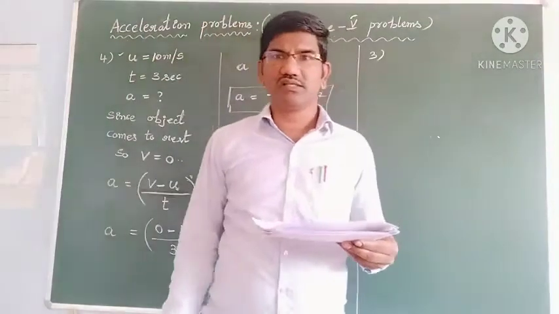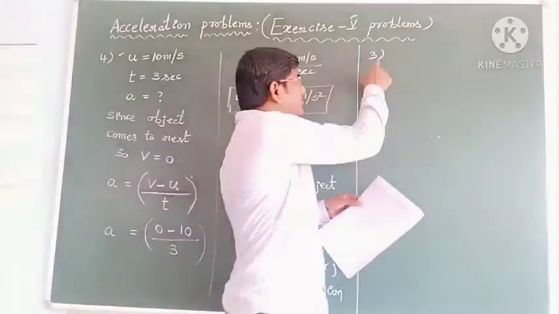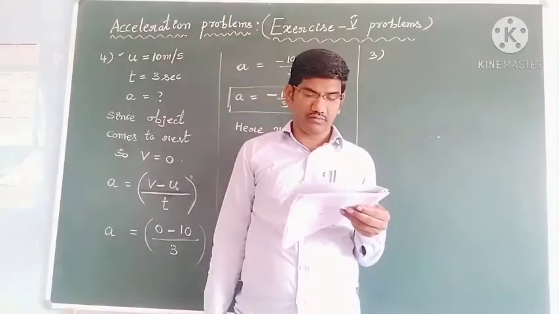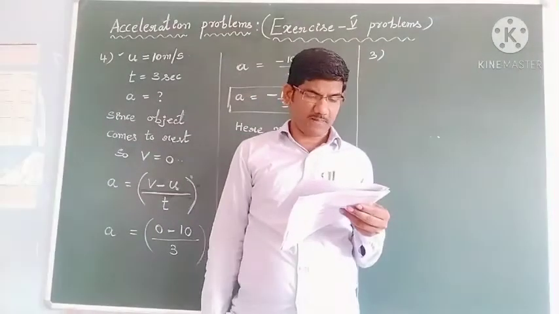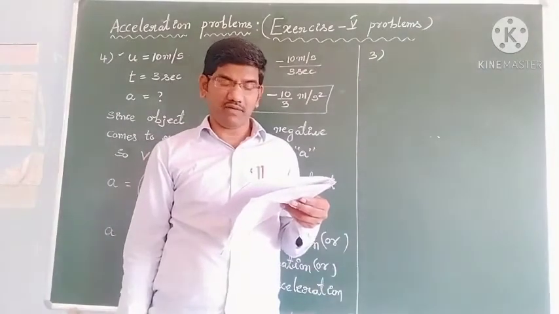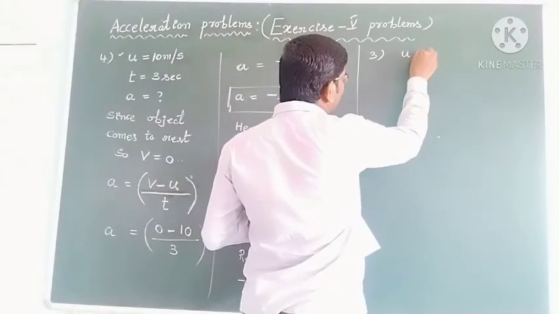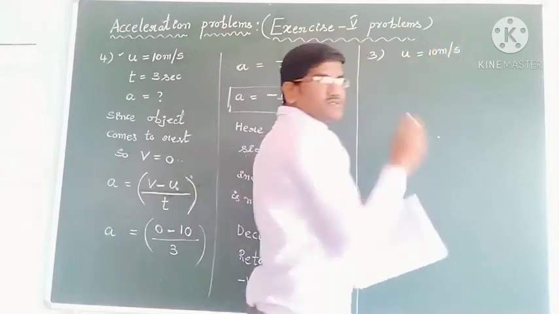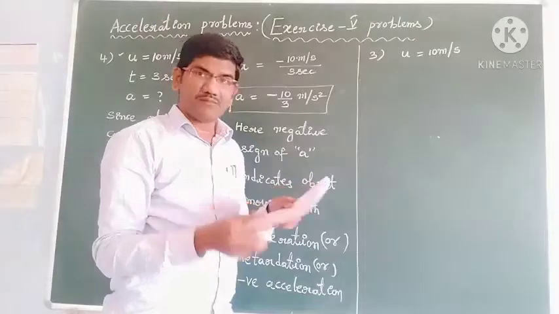Okay students, see the next problem. Problem number 3. A vehicle is moving on a straight level road with a constant speed of 10 meters per second. Due to the application of brakes, it comes to rest in 5 seconds. The speed of 10 meters per second is given, students, and due to the application of brakes, it comes to rest.